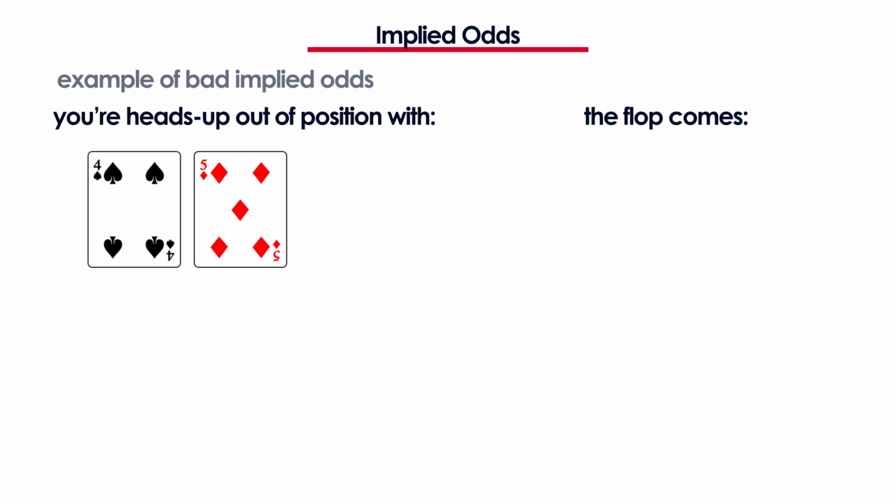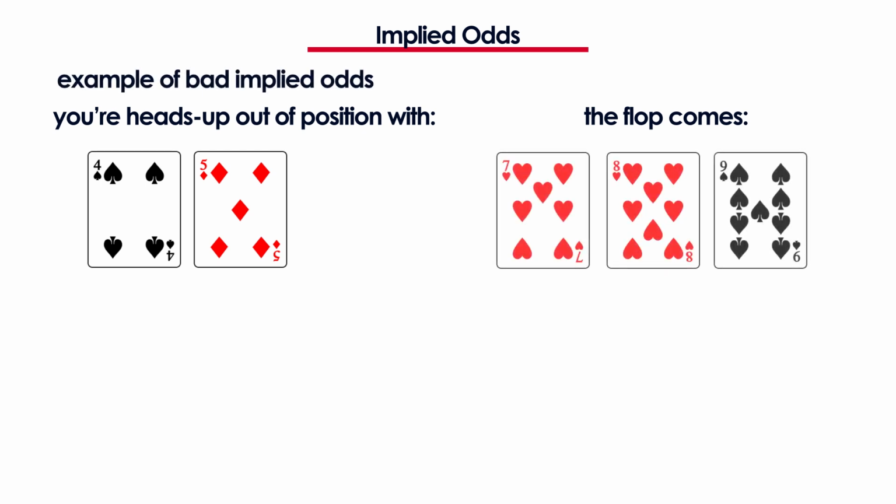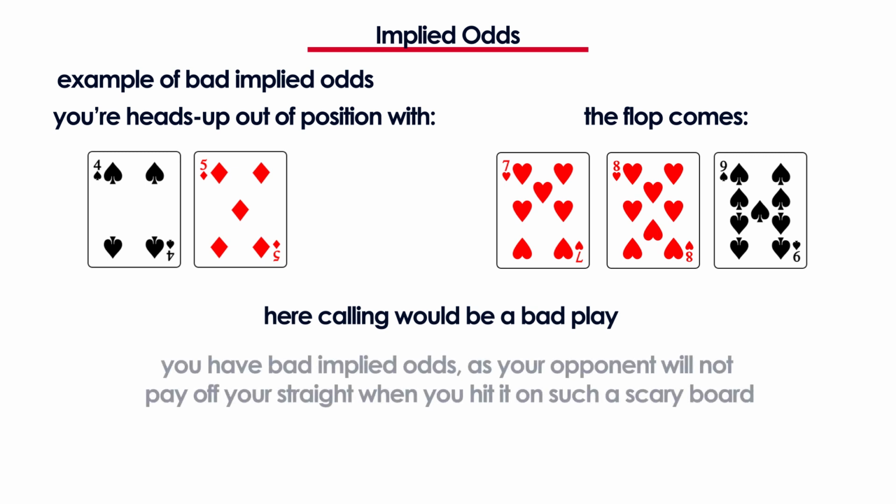An example of bad implied odds would be if you had the same hand but the flop came 7, 8, 9. Now you only have a gutshot, so your pot odds are really bad and your implied odds are almost non-existent, because even if you hit that gutshot, your opponent is not gonna pay you off with a worse hand, because the board will be just too scary.